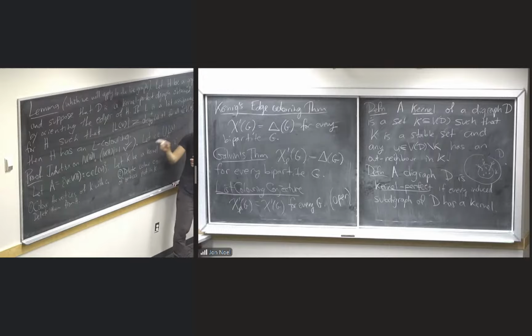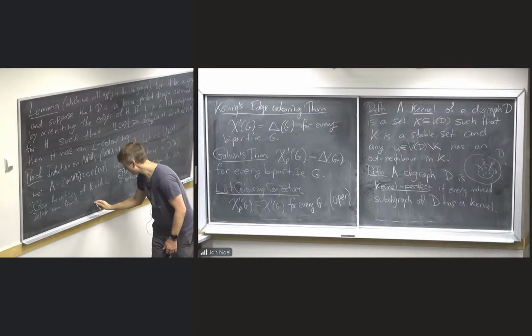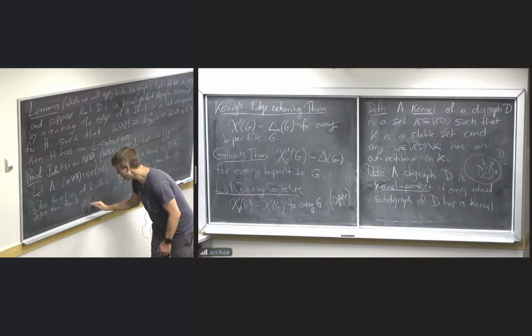Any vertex that's not in A didn't have C in its list anyway, so its list stayed the same, and maybe its out degree went down or whatever, it doesn't matter. This stayed the same, so this inequality is still going to hold for those vertices. And also, after I delete a set of vertices, I delete K, it's still kernel perfect because every induced subgraph of H had a kernel, so every induced subgraph of H minus K also has a kernel. So yeah, there's not really space here to write this, but basically apply induction.